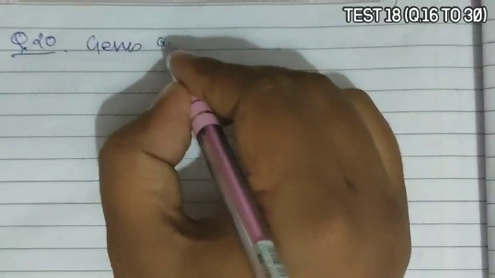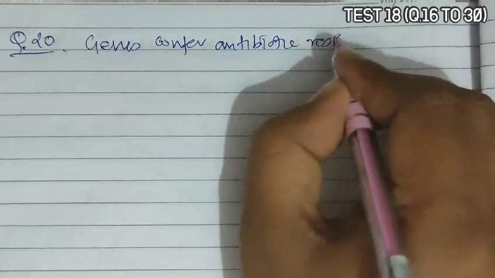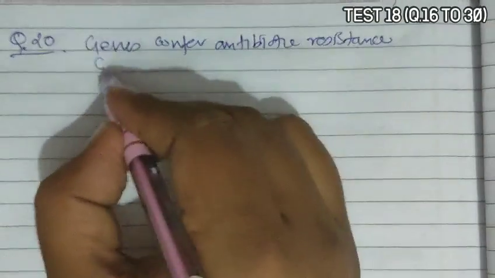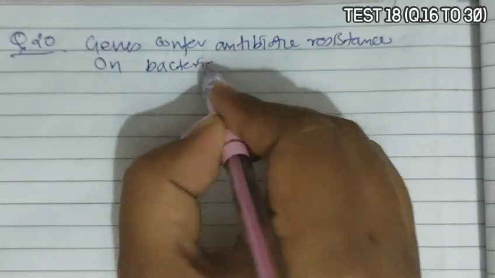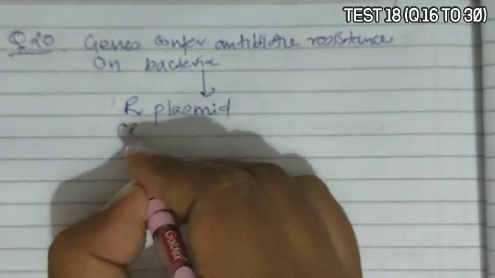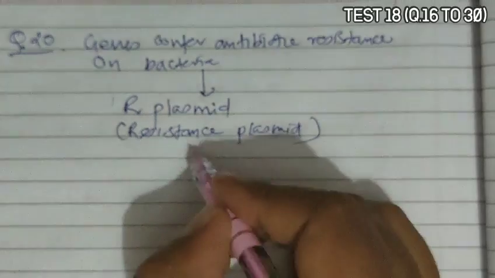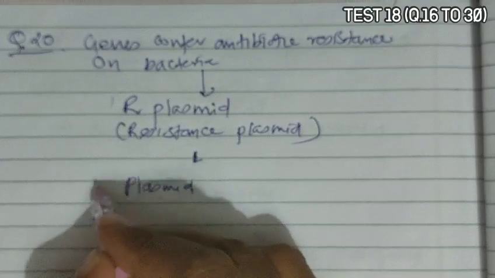Question 20 asks that genes which confer antibiotic resistance on bacteria are what. Now bacteria get antibiotic resistance when they have an R plasmid, and R plasmid is known as resistance plasmid. If they have a resistance plasmid, the antibiotic cannot kill the bacteria. So the answer is plasmid, that is option B.